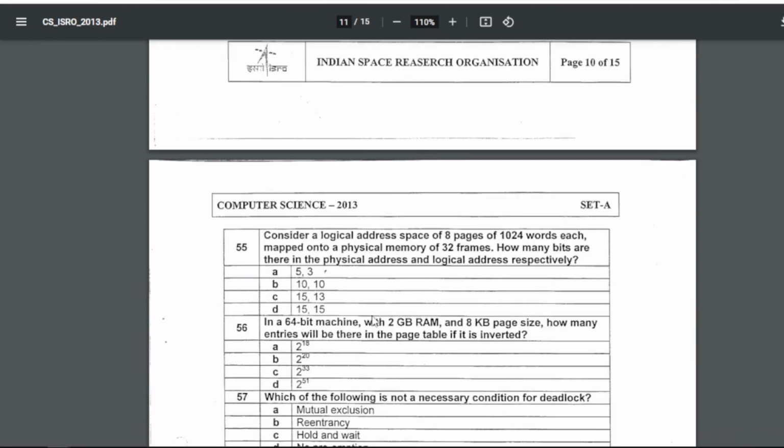Now question number 55 is, consider a logical address space of 8 pages of 1024 words, each mapped onto a physical memory of 32 frames. How many bits are there in the physical address and logical address respectively? For question number 55, our answer will be C, that is 15 and 13, right? So if you solve this, you will get the same answer.